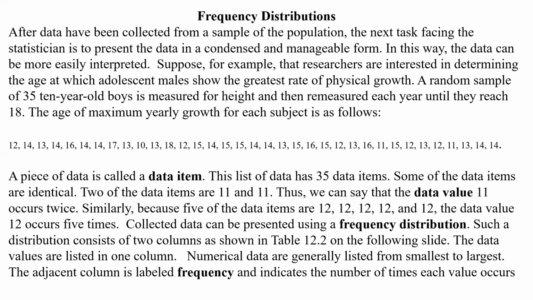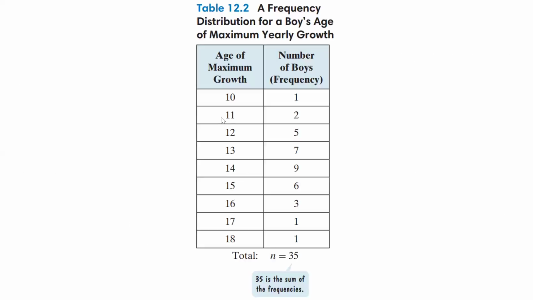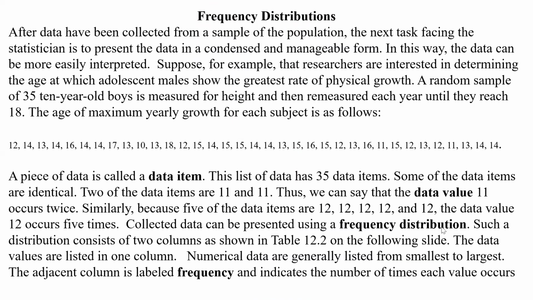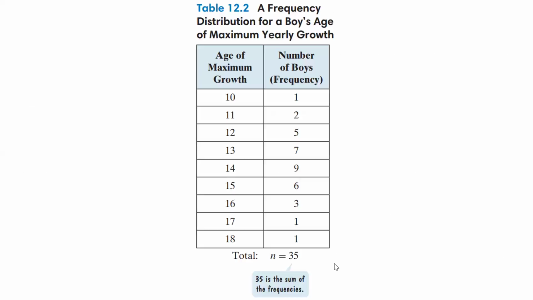Now, collected data can be presented using a frequency distribution, and such a distribution consists basically of two columns of data, which we're going to see over here in table 12.2. So we have the age of maximum growth and the number of boys with that frequency. That's going to be our frequency distribution table. The data are listed in a column, and the numerical data are generally listed from the smallest to the largest. And then the adjacent column is our frequency, and it represents a number in that growth amount. So the age of maximum growth was 10.